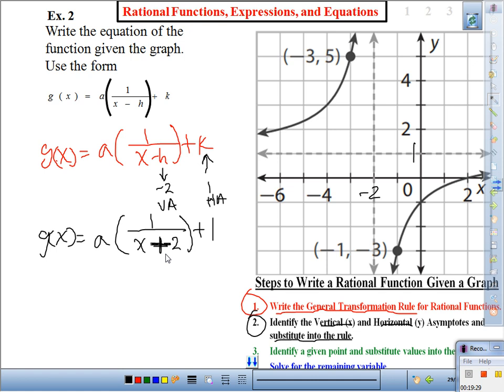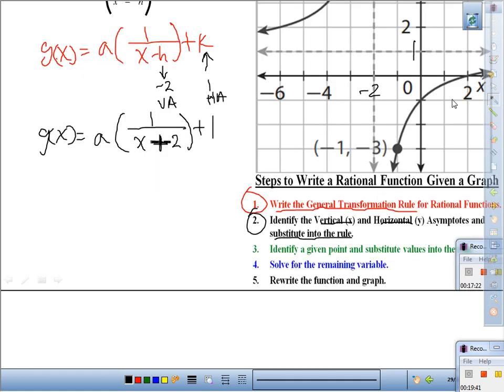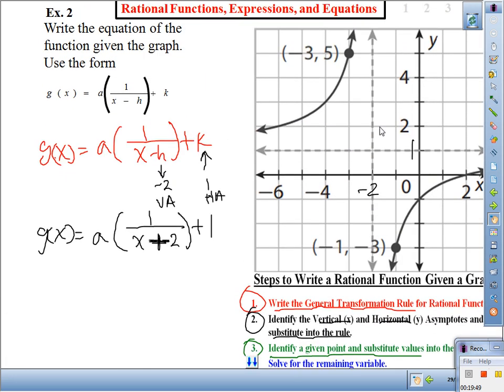Pretty much we're done. The last 3 steps is just to figure out what A is. All right? So here we go. To figure out A, step 3 says, in green, identify a given point and substitute. Which point do you want me to use? -3, 5, or -1, -3? Okay, I'm going to use this one down here, negative 1, negative 3.